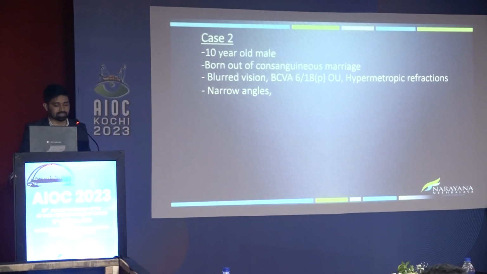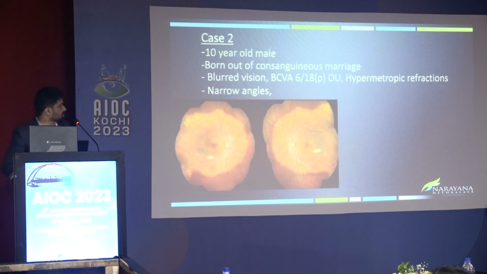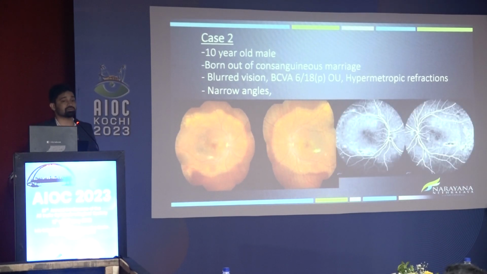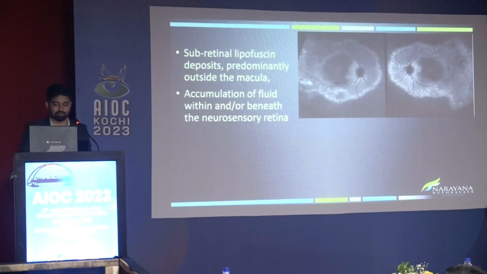The second one is a 10-year-old male born out of consanguineous marriage, 6/18 vision. This is the fundus photograph. The yellowish lesion you saw in the previous photograph was limited to the macula; now we can see there is an extensive distribution beyond the macula. FFA was also showing some leaks, staining and all that. I'll show the autofluorescence now, which clearly delineates the hyper-autofluorescent vitelliform deposit.